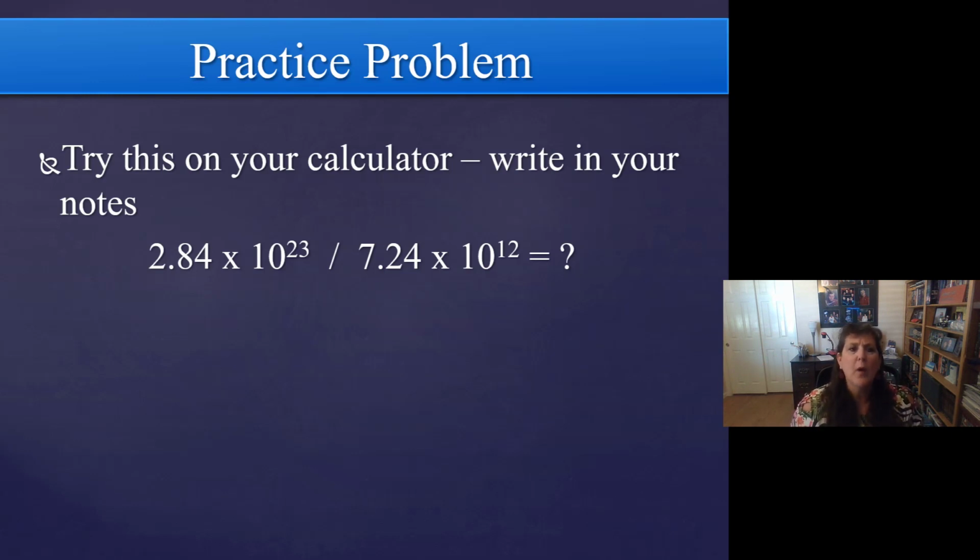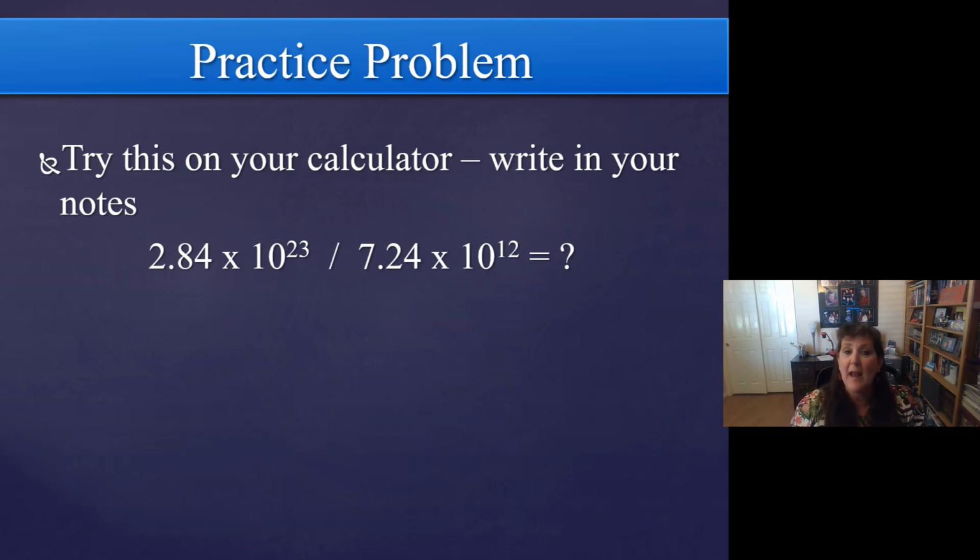So now I've got a practice problem for you to try on your calculator. So turn it on. 2.84. Don't hit times 10. Hit your EE button or EXP button. Then hit 23. Now hit divided by 7.24, EE button or EXP, and a 12. Hit equals. It's a big long number, I know.